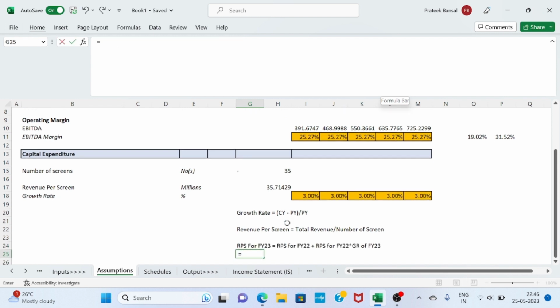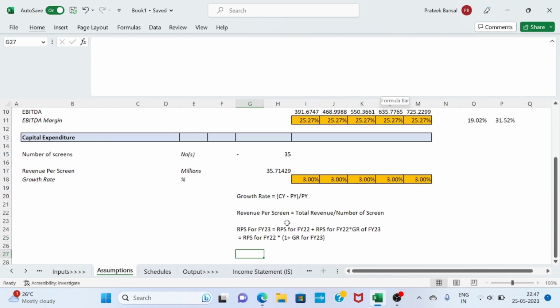Now if I take common RPS for fiscal year 22, don't we get our formula as 1 plus growth rate for fiscal year 23, right? So this formula only I am going to use here, that is fiscal year 22 RPS multiplied by 1 plus growth rate of the current year. So I got our revenue per screen.